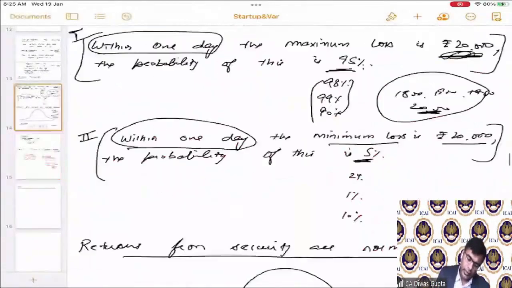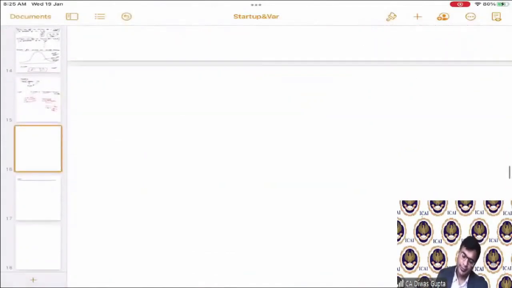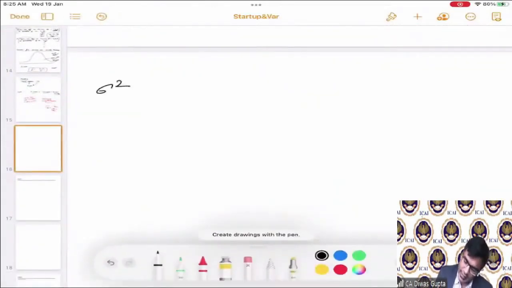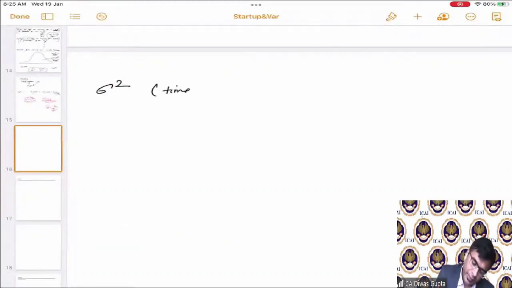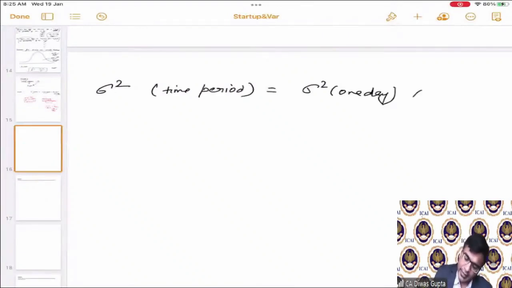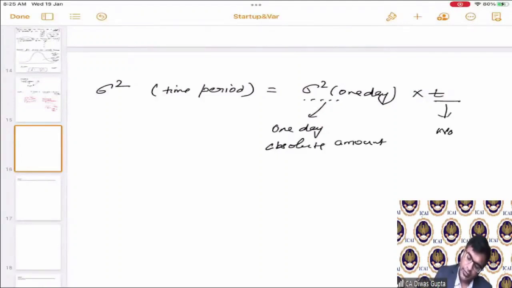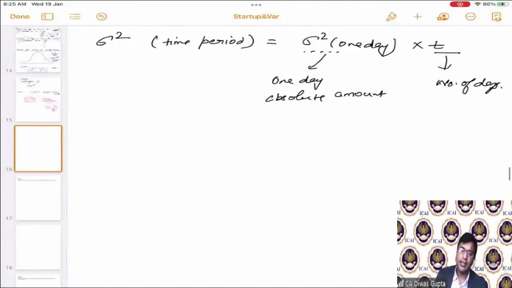Now, let us derive some other useful things. So students, if you see, variance for a particular time period would be equal to variance of 1 day, correct, multiplied by t. So this is actually 1 day absolute amount. t is equal to the number of days. Now, for example, we will just specify this and then we will go to the example.